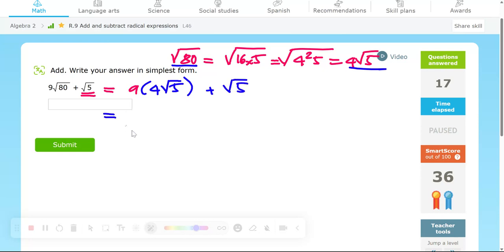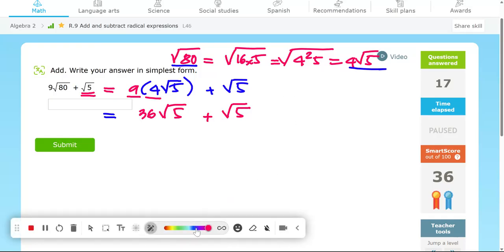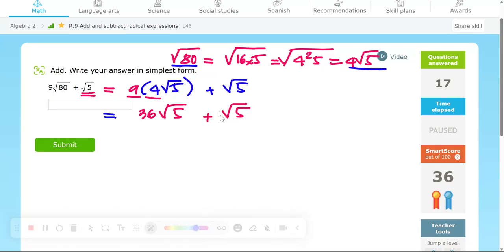Okay? Now I combine, multiply the outside number. 9 times 4 is 36. So 36 square root of 5. And in the back, I have square root of 5. I have no number in front of it. So what is the number in front of it? It's hidden. What is it? Manny, what the number in front of square root of 5 is not there.